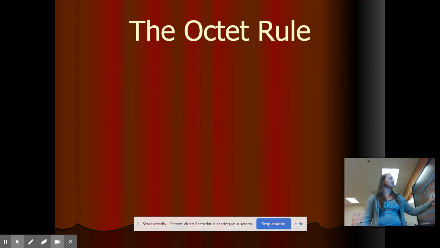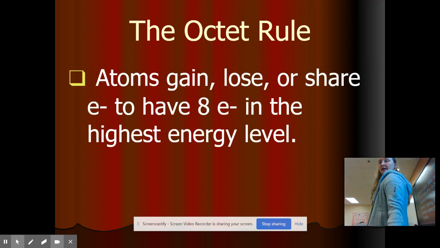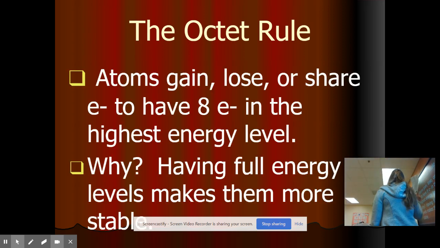All right, so the octet rule, rule of 8, right? All right, so atoms gain, lose, or share to have 8. That's going to be important. Why, though? Like, why 8? Why do they gain, lose, or share to make 8? So they can be stable.